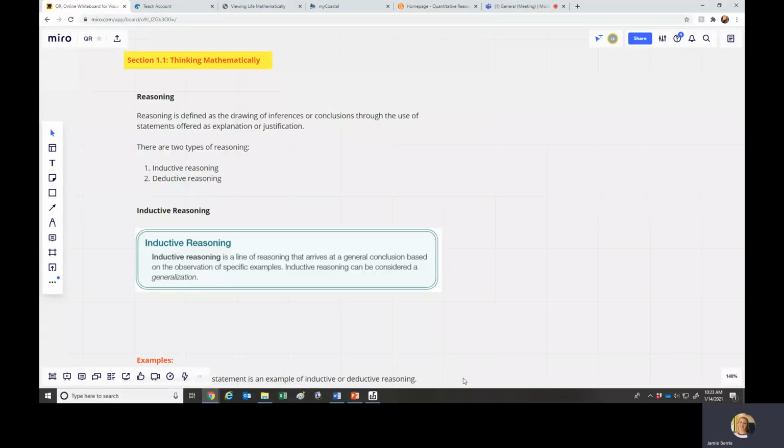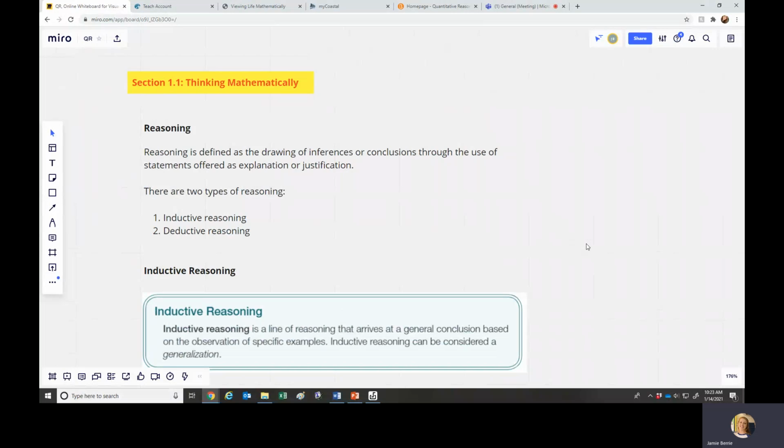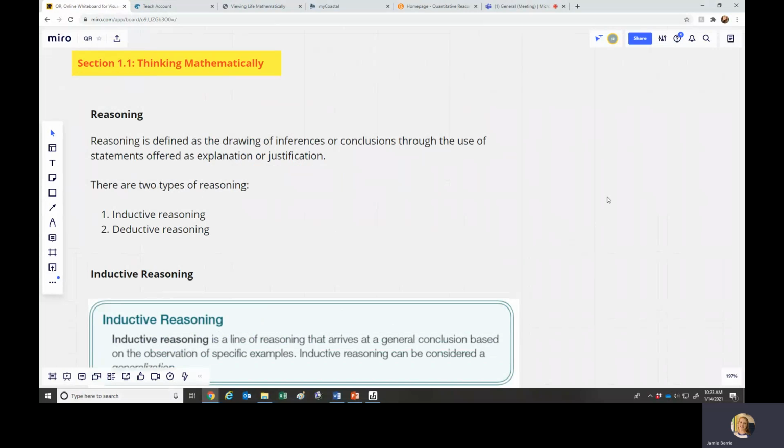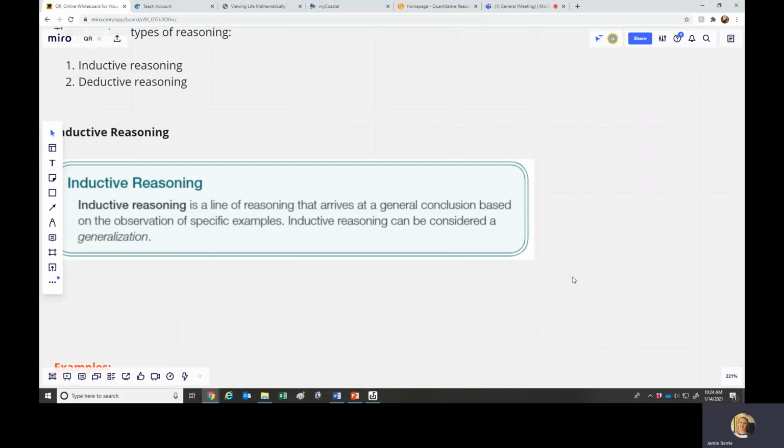All right, so here we have our notes, section 1.1, thinking mathematically. This section is all about reasoning. Reasoning is defined as the drawing of inferences or conclusions through the use of statements offered as explanation or justification. So we're going to be drawing conclusions using statements that are offered as explanation. There are two different types of reasoning that we'll be talking about: inductive reasoning and deductive reasoning. We're going to talk more in depth about inductive reasoning first.